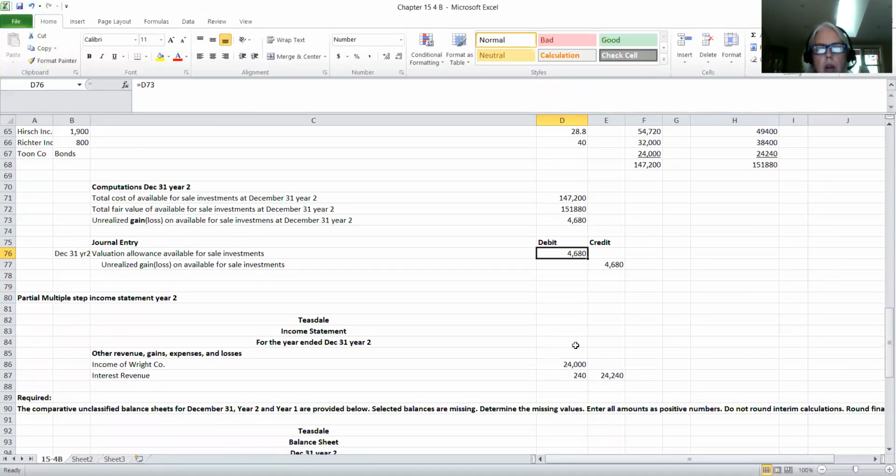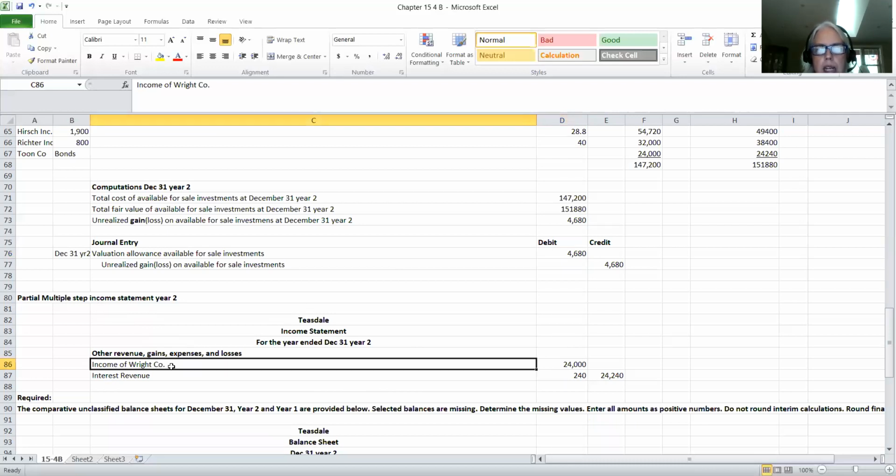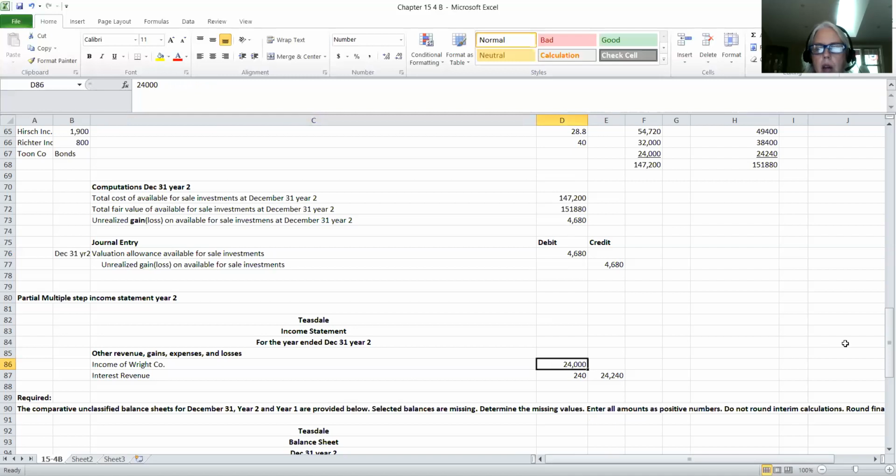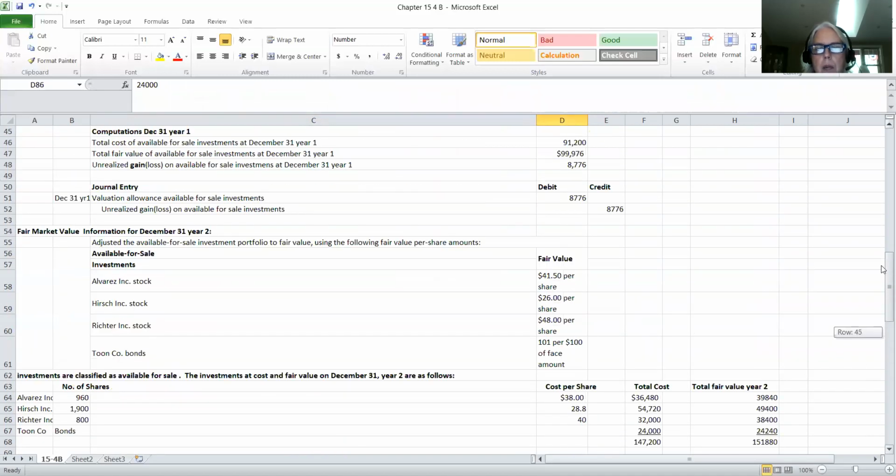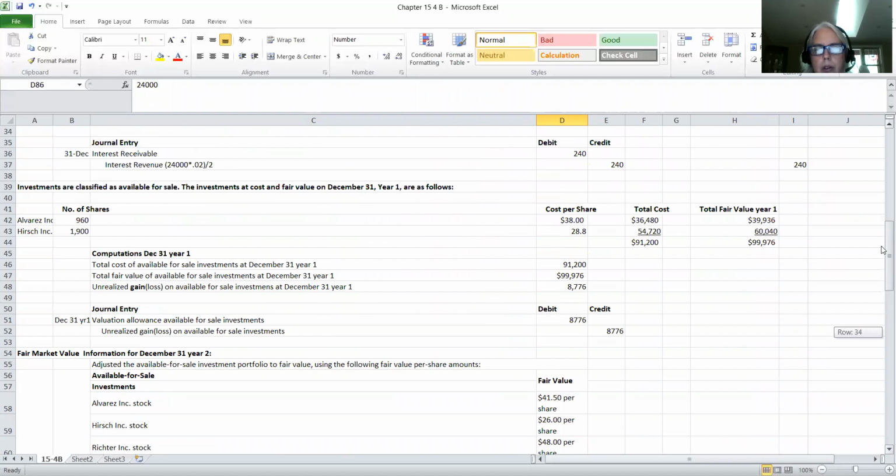So let's look at what would happen for an income statement for year 2 of Teasdale Company. They don't ask you to prepare an income statement, but I think it's important that you know where your accounts are going to end up. Notice on the income statement in the other revenues, gains, expenses, and losses category, we're going to list the income of the Wright Company. This account right here is an income statement account. The amount is $24,000.